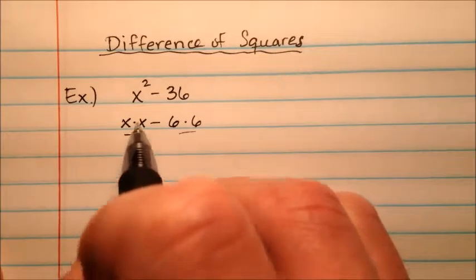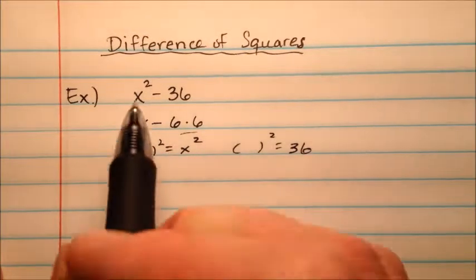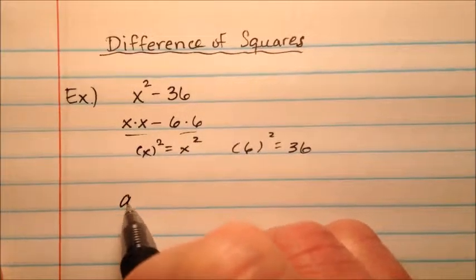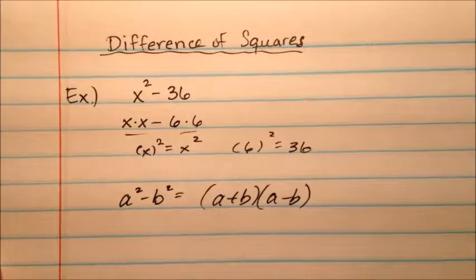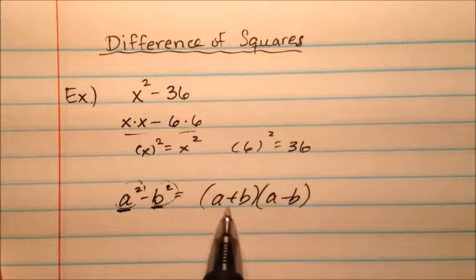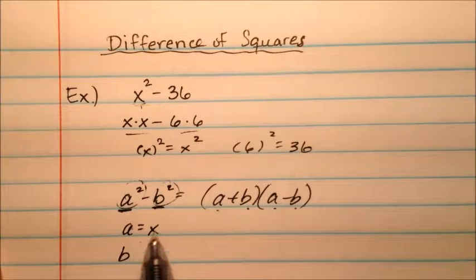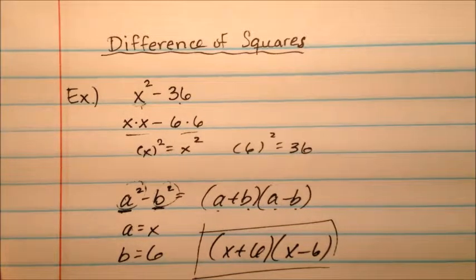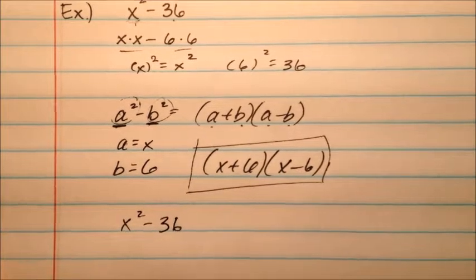Okay, so we ask ourselves, what got squared in order to give us x squared, and what got squared in order to give us our 36? Well, x was squared to give us x squared, and 6 was squared to give us 36. So we have a formula that we can use to do this. We have a squared minus b squared, and it's going to equal the quantity a plus b times the quantity a minus b. So basically this is saying what got squared to give us our a squared and what got squared to give us our b squared, and the square root of each one of these terms is going to go respectively into their positions. So if a in this context is x and b in this context is 6, then it's going to be x plus 6 times x minus 6, and that's x squared minus 36 factored.